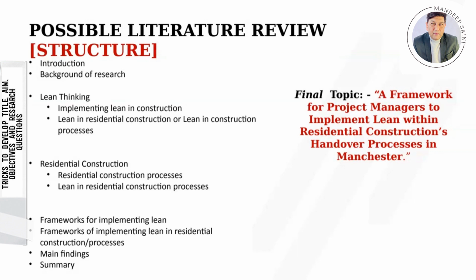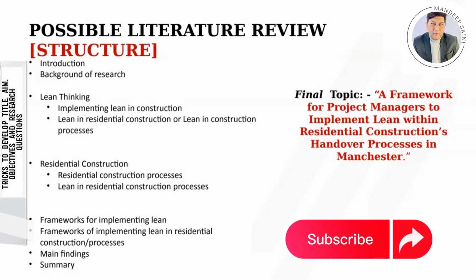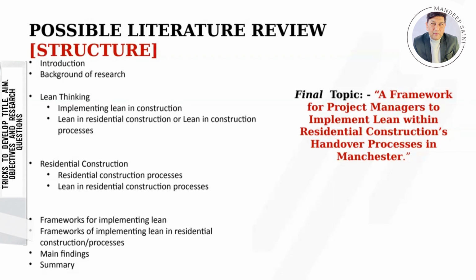And then finally you give the main findings and the summary of the chapter, and that completes the structure of your literature review, which you will be using for your proposal and for your main dissertation as well. So coming up with a final topic is very, very important. Once you have a final topic which is refined and gives a clear picture of what you are going to do, you can easily come up with the aim, objectives, research question, and the structure of your dissertation.